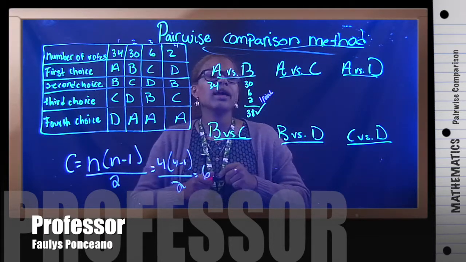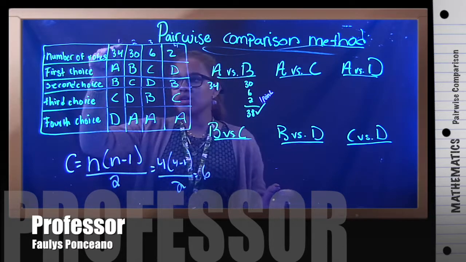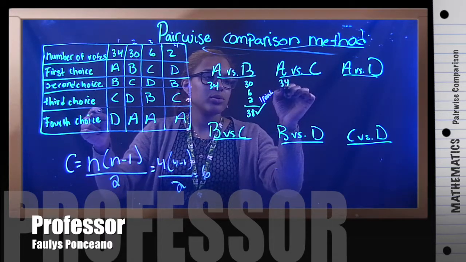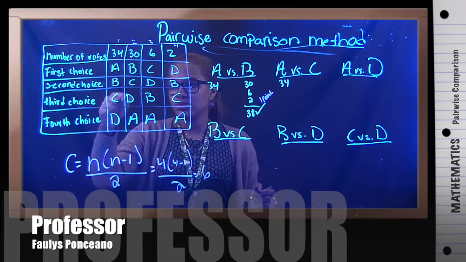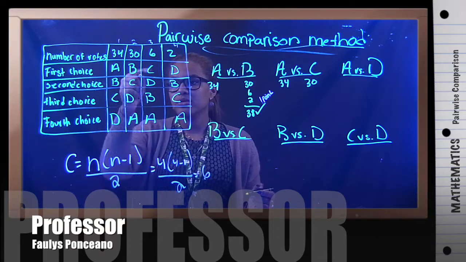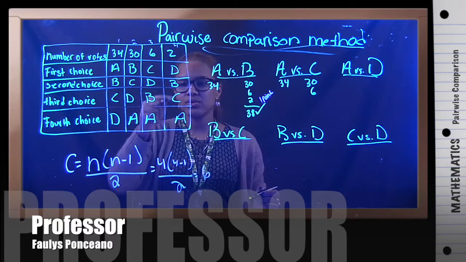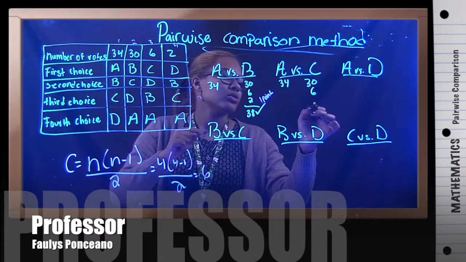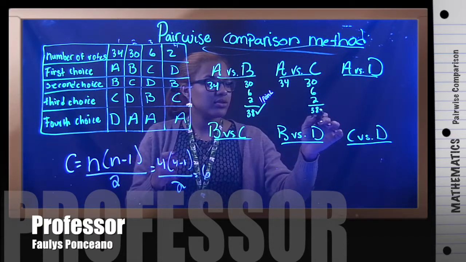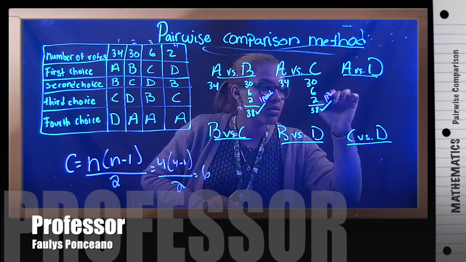Now we're going to compare A versus C. Everything else we ignore. So in the first column, I'm doing between A and C. So who wins? A. 34 points. Column 2, who wins? C. 30 points. Column 3, between A and C, who wins? C. 6 points. Column 4, who wins? C. 2 points. When we add that, gives you 38. So who wins? C. So that means C will receive 1 point.